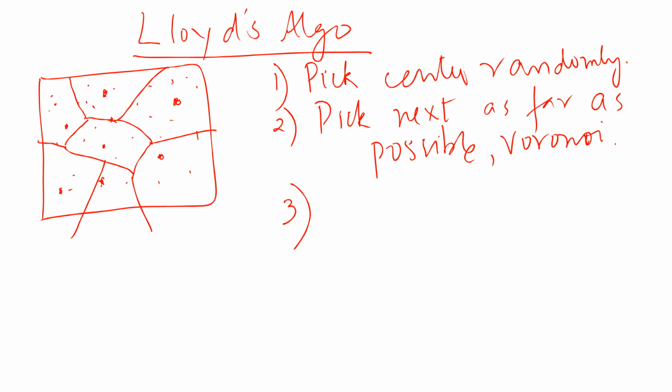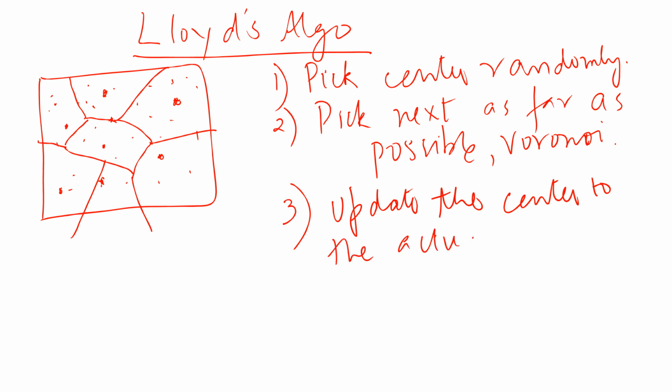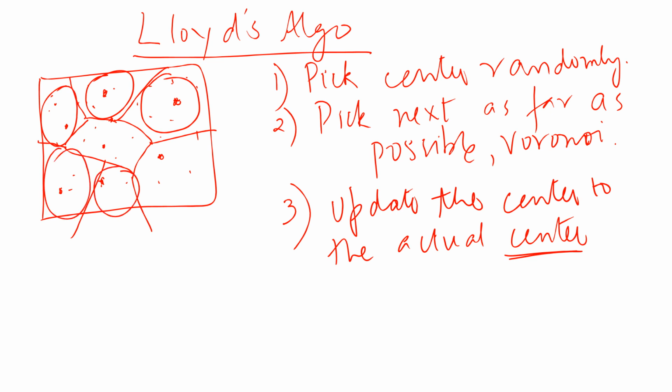And then maybe figure out the radius of each cluster. Let me write: update the center to the actual center. So once I have the actual center, I can figure out the radius, right? I'll have some kind of clusters in here. That's what I'm trying to say. So based on that, I can figure out the radius that just fits this region.